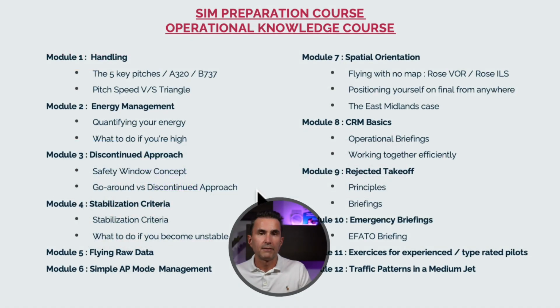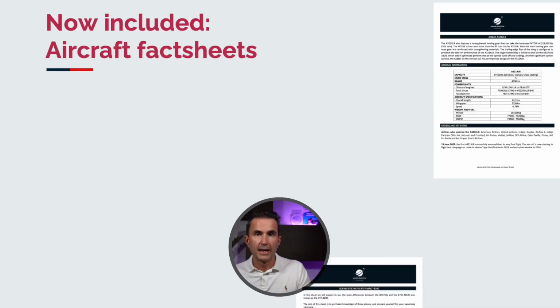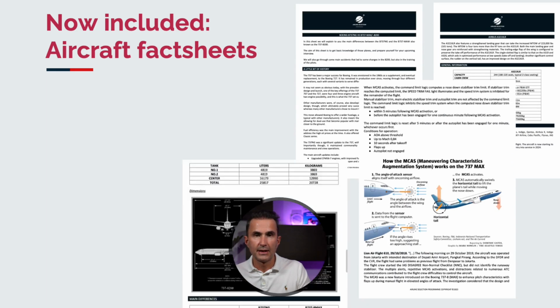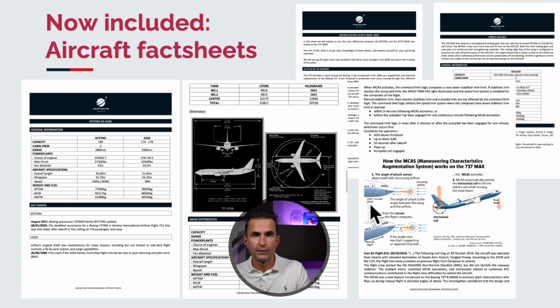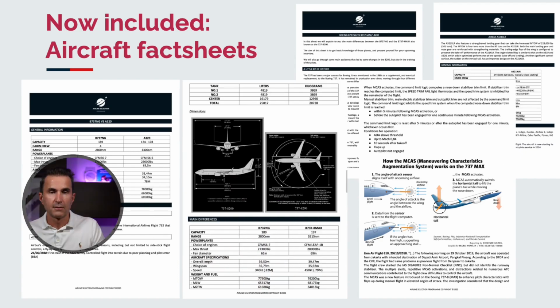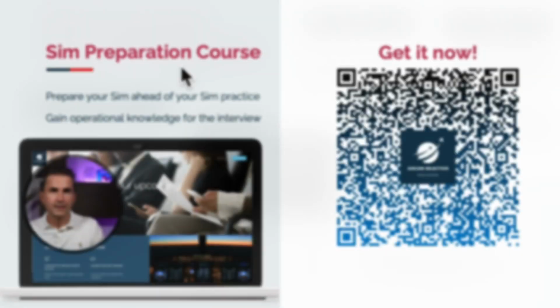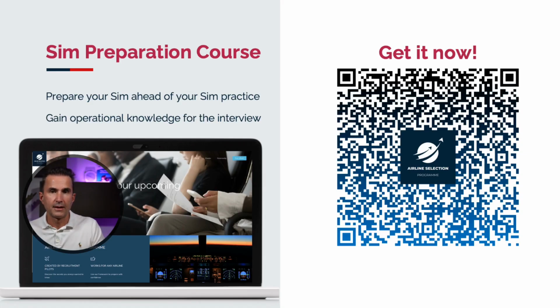So again, I will invite you, I'll give you a QR code in a second. You can go and check the video I've recorded there to explain the detail of the course. And so now we have also these aircraft fact sheets, which in the case of the 737 includes an explanation of the MCAS and some more information that will be useful to you. And this is the QR code where you can get the course now.